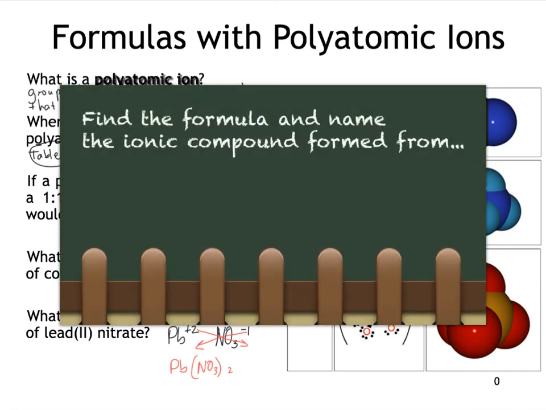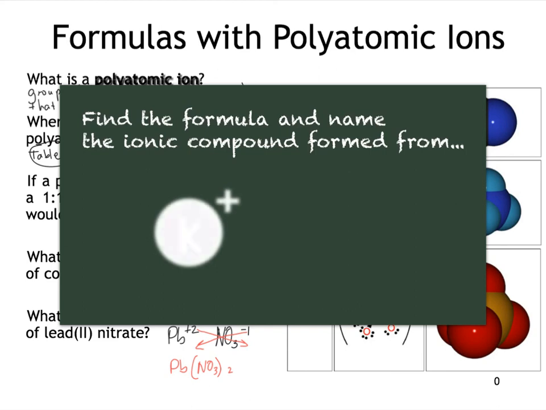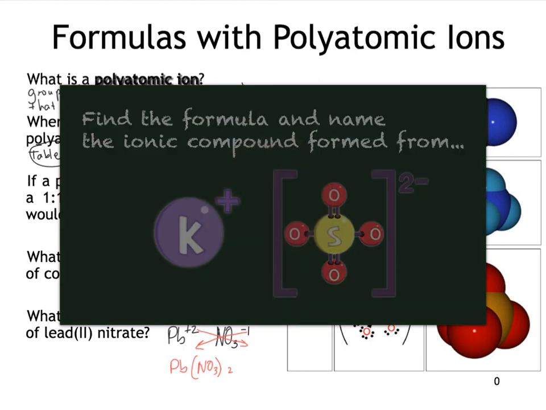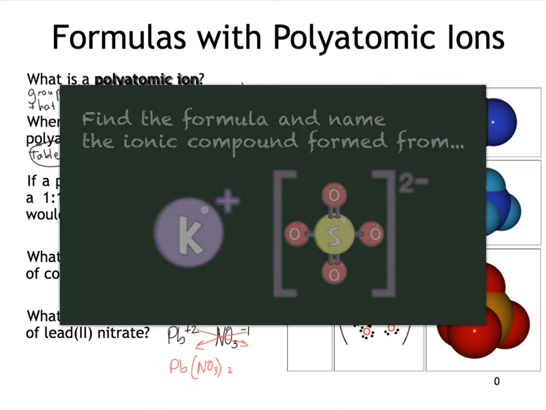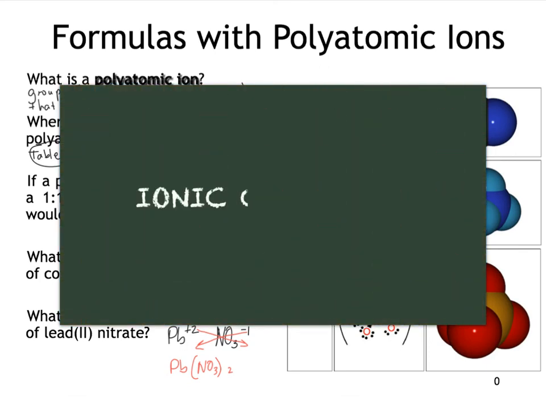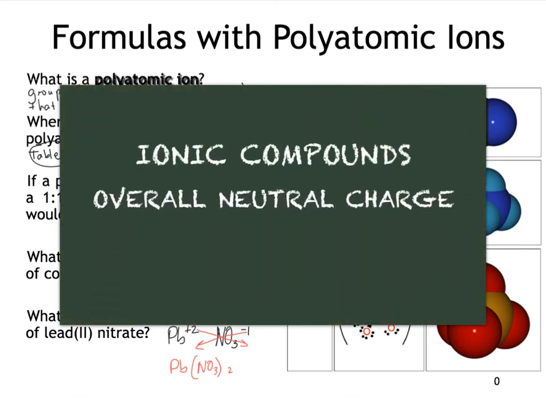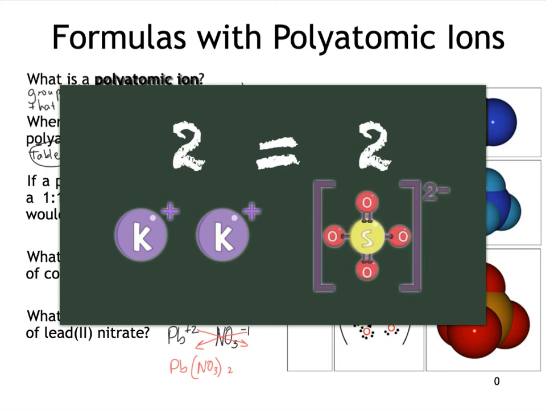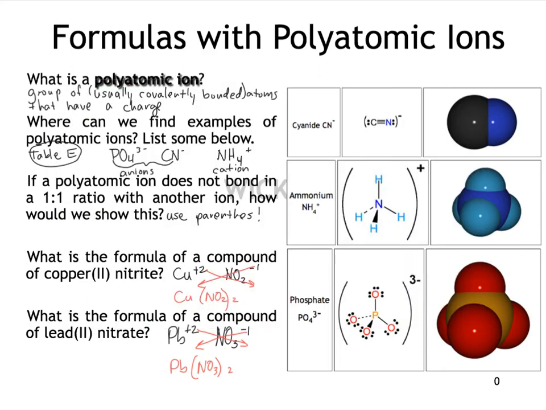Are you ready to try this on your own now? Find the formula and name the ionic compound formed from potassium and sulfate ions. Please pause the lesson to try this and resume when you are done. The formula is K2SO4 and the name is potassium sulfate. We know that ionic compounds have an overall neutral charge, so it makes sense to have 2 potassium ions to fully balance the -2 charge of the sulfate ion. I really hope that helped deepen your understanding.